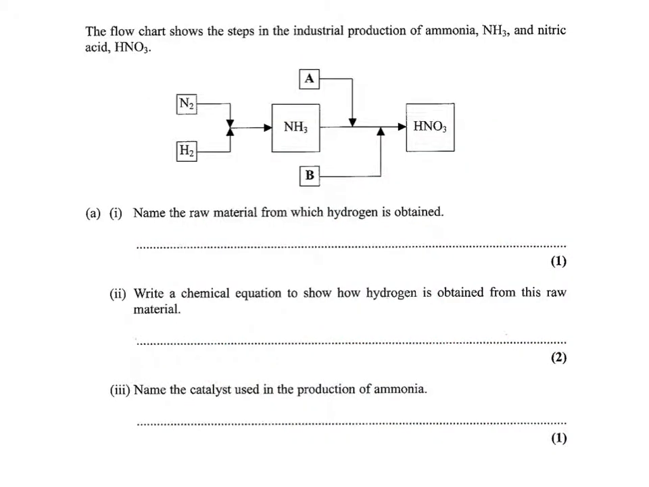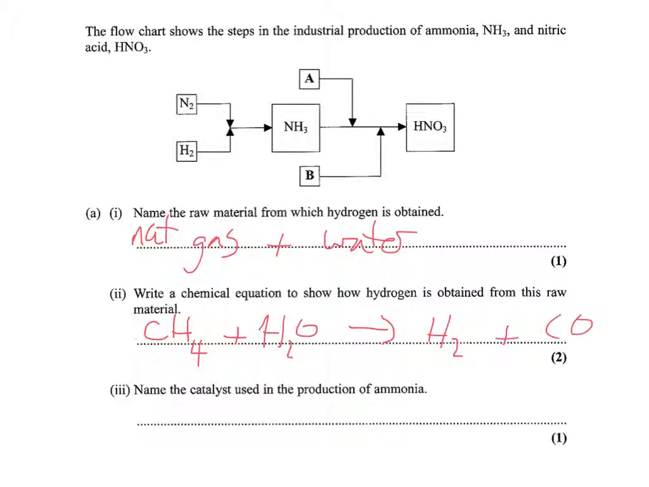Now, I've just included a quick question about the production of ammonia with some real fringe bits on the syllabus here. The raw material from which hydrogen is obtained is actually obtained from the reaction of two substances. You need natural gas and water. Natural gas contains methane, and the methane reacts with the water to produce hydrogen and carbon monoxide.